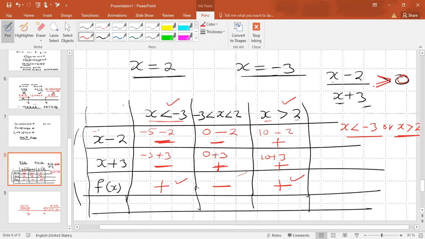So here, if the sign was a less than, we would have gone for the ones that have given us negative. But now since the sign is greater than, we go for the ones that have given us positives as the final function f of x. So that's how you get that.